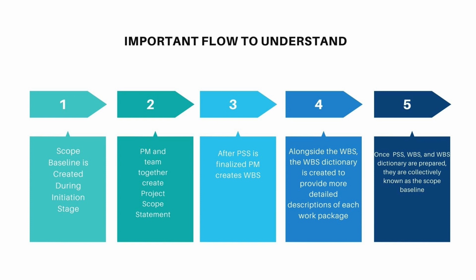Alongside, the WBS Dictionary is created to provide more detailed descriptions of each work package, including relevant information such as task descriptions, responsible parties, resource requirements, and dependencies. Once all these documents, project scope statement, WBS, and WBS Dictionary, are prepared, they are collectively known as the scope baseline. This scope baseline serves as the reference point and agreement among project stakeholders, providing a clear understanding of what the project will deliver and the boundaries within which it will operate.